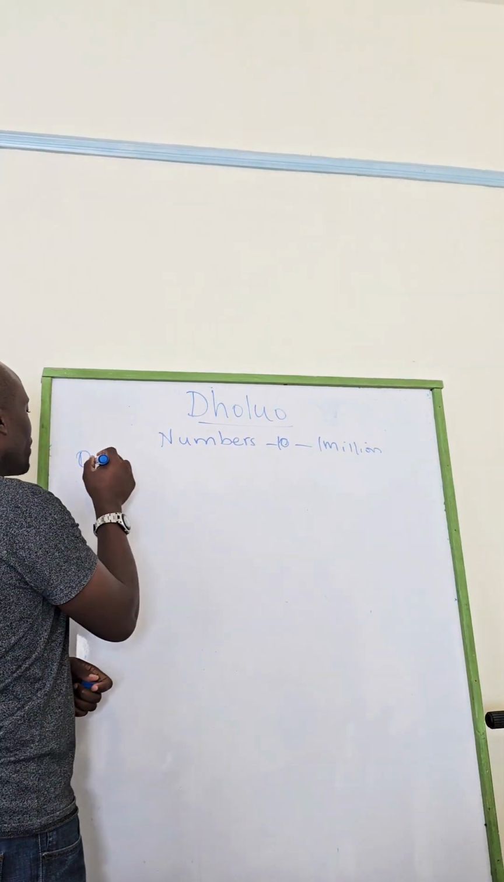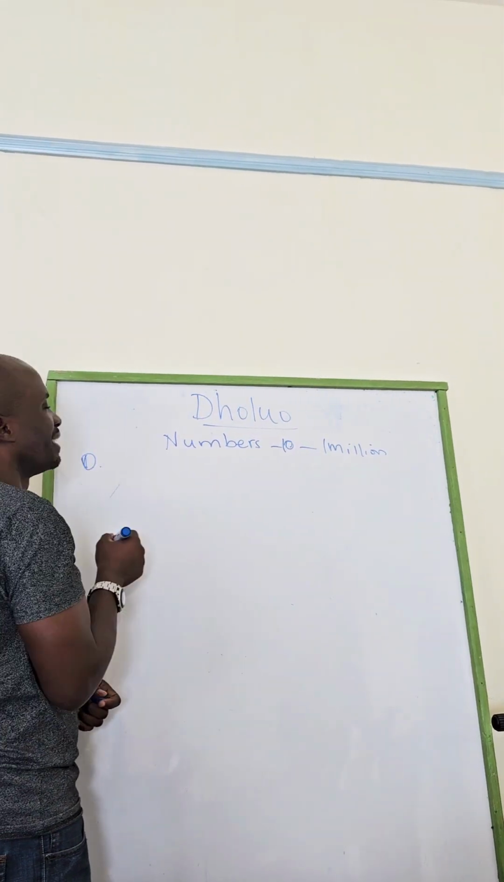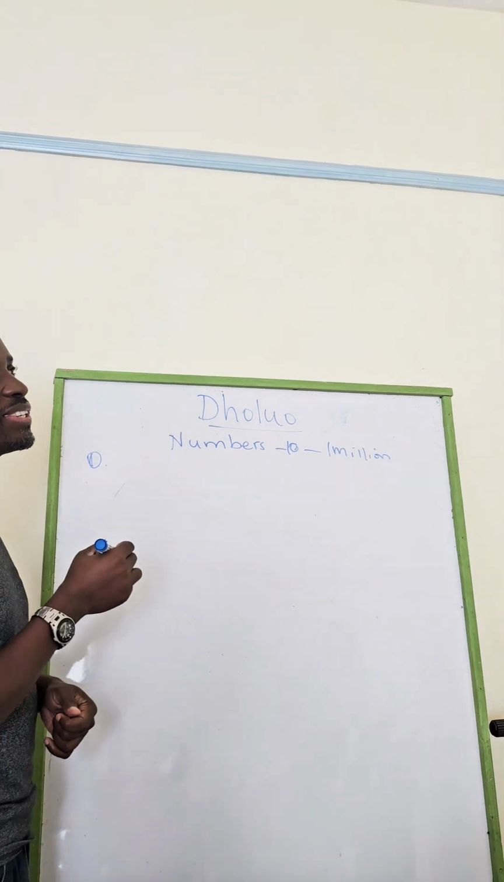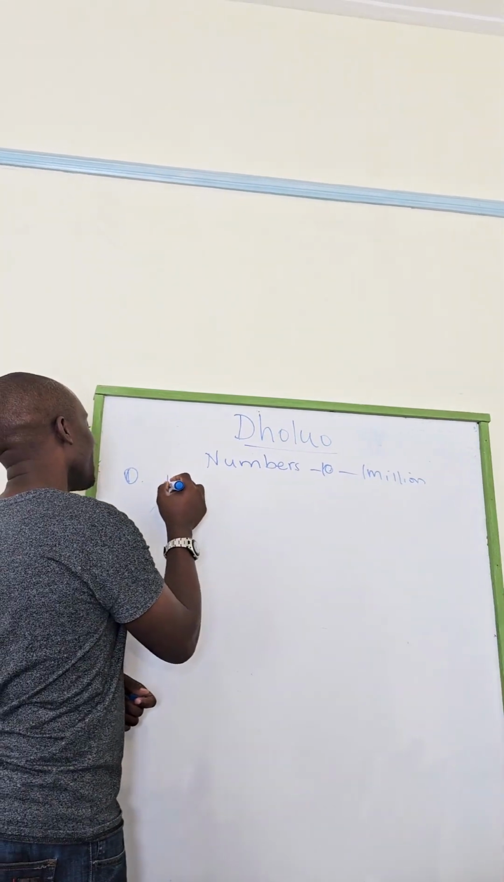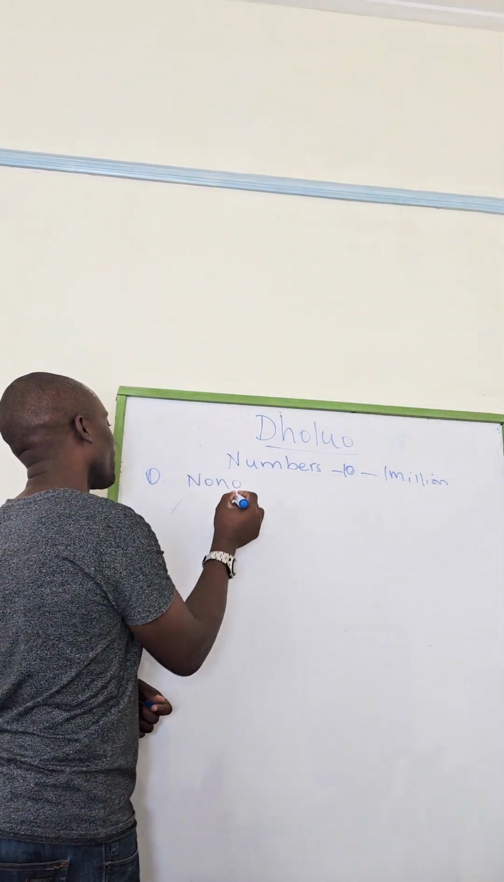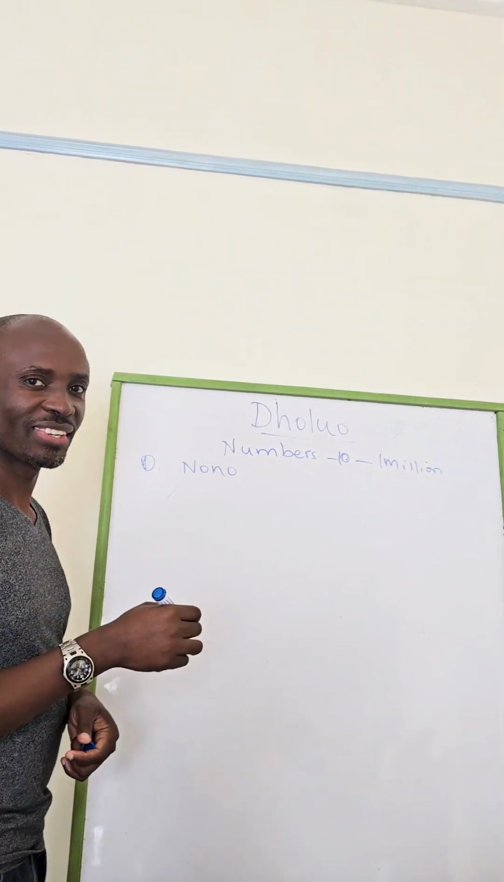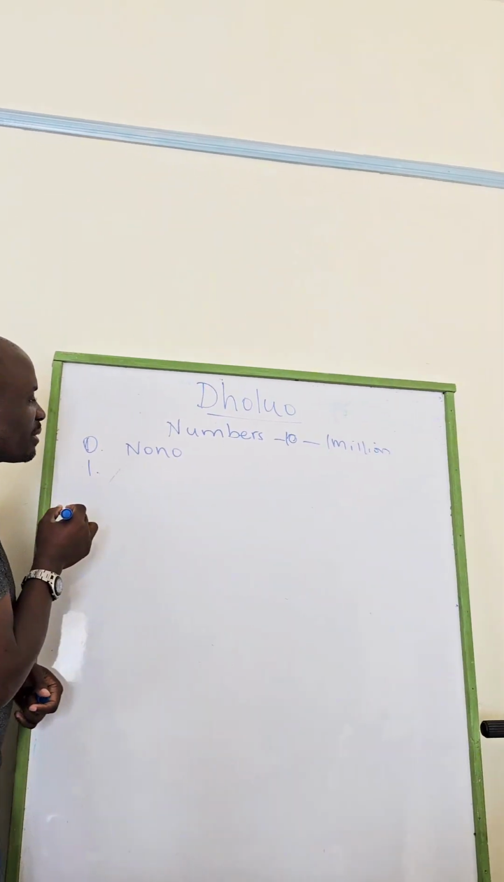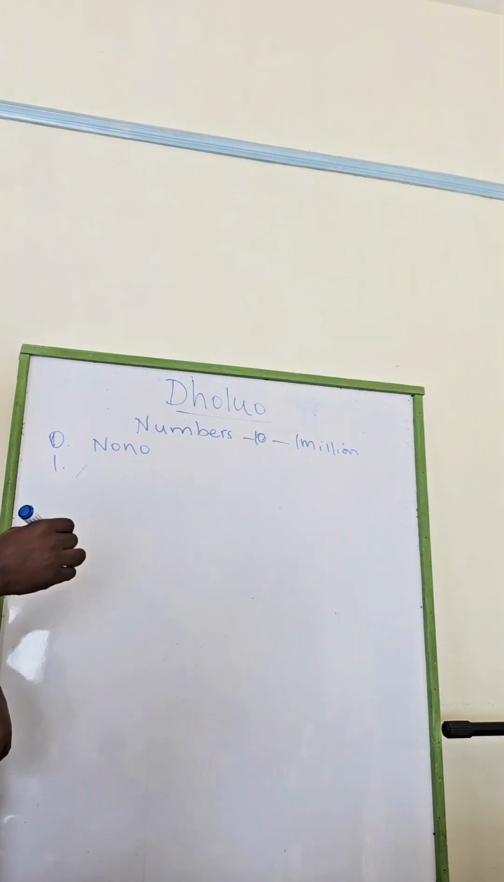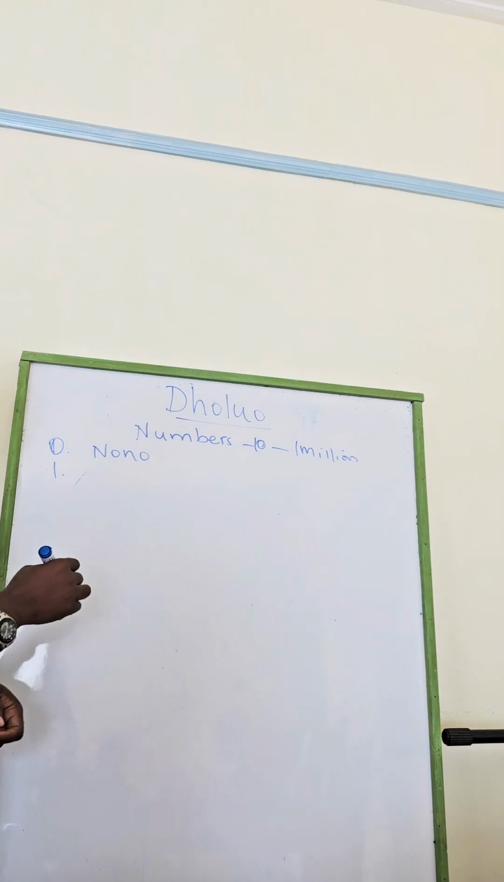We start with 0. What is 0 in Dholuo? 0 is no. I also find it funny though, but it's no. There could be another word for it, I'm not sure.